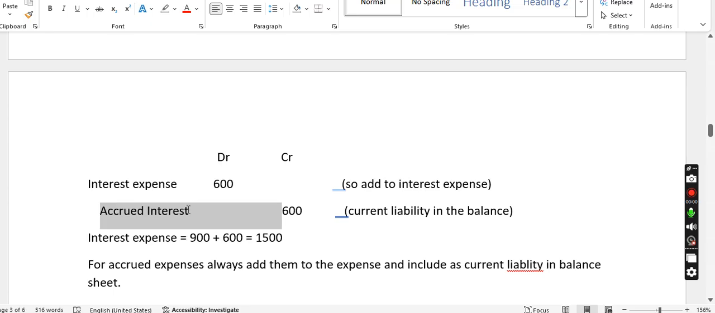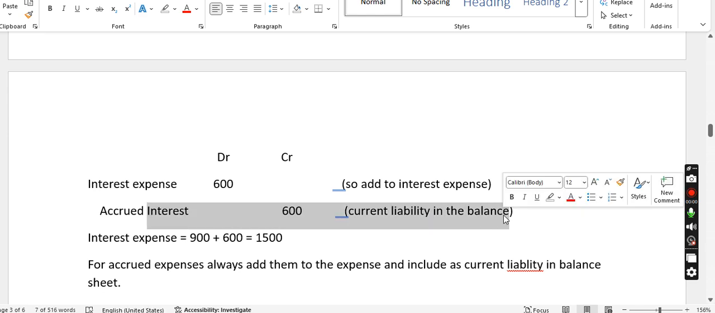Then since we haven't paid this money, it's a liability. So you can call it accrued interest or interest payable. This will be in your balance sheet as a current liability, this 600 kwacha. So the rule to remember is whenever there's an accrual, add that accrual to the related expense in the statement of profit or loss, and include the accrual as a current liability. Any questions?